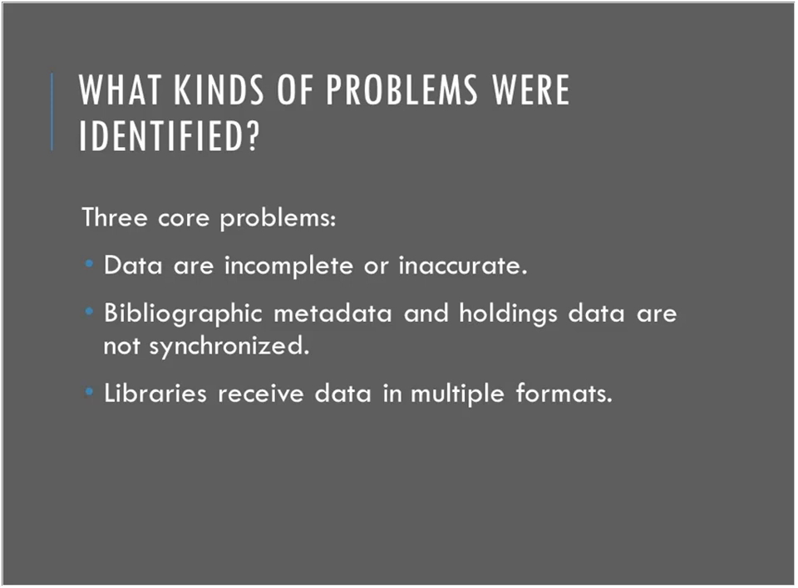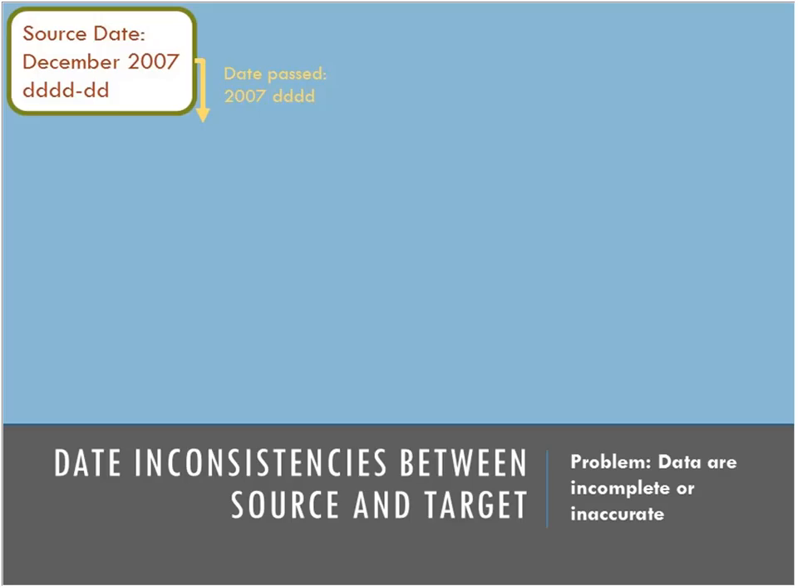It turns out that the systemic problems that we found really did correlate in some interesting ways to these three core problems that were identified in the white paper. And I chose a few examples of how the ILL data that we collected on these canceled requests helped us to identify and report these and sometimes even correct, in other cases, disappointingly not correct, these core problems. So I'm going to give you just a few examples here. In the first category of data inconsistencies between the source and the target, so the data are incomplete or inaccurate, this first example has to do with dates. And dates, I think we can all agree, are kind of difficult because they can be communicated in a lot of different ways.